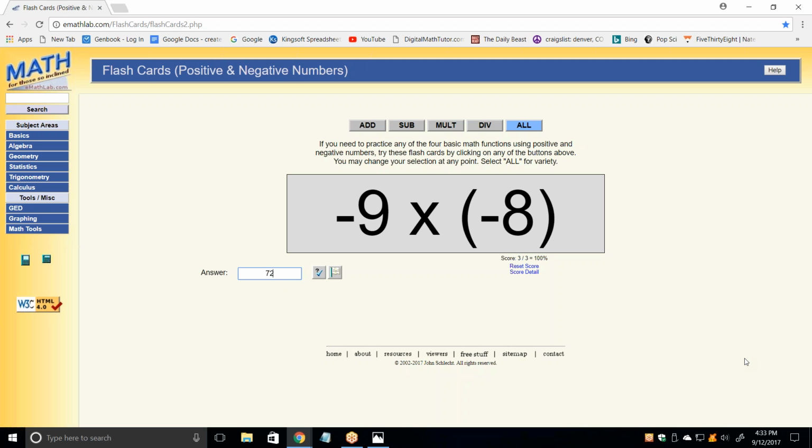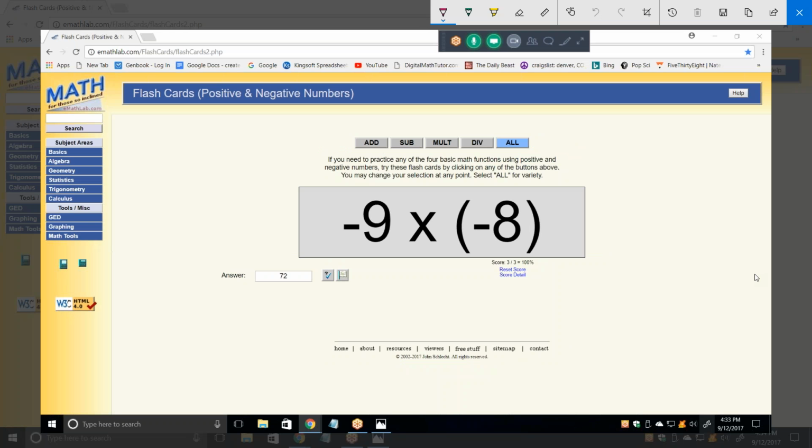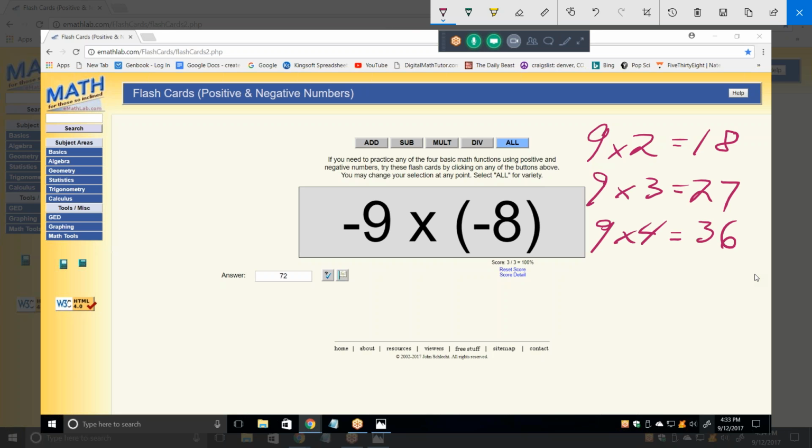8 times 9 is 72. Let me give you a little secret about the 9s. Notice that every time you multiply 9 by a number, you get a number that adds up to 9. 1 and 8 adds to 9. 9 times 3, 27. 2 and 7 add to 9. 9 times 4, 36 adds to 9.